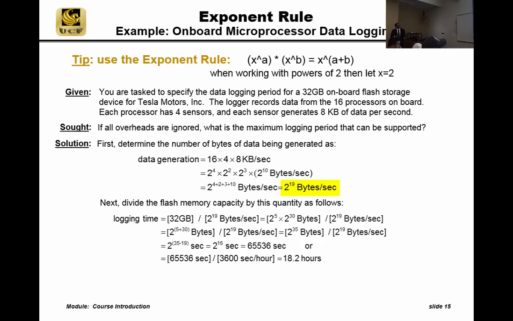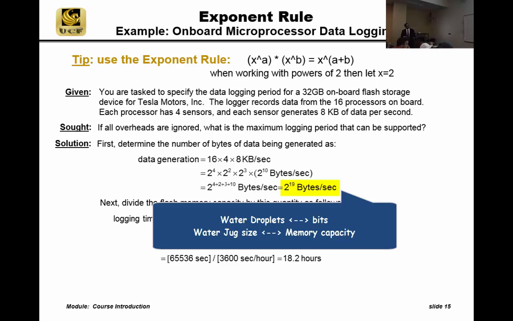Okay, and next we have the data generation rate in bytes per second. Everybody good to hear? Now, this is like the flow rate out of the hose, and you have a continuous flow, you're generating this many bytes per second, and you can hold this many gigabytes. How long does it take to fill up that container? Well, that's going to be the capacity of the memory, and it's going to be how long you can run, how long of a trip.